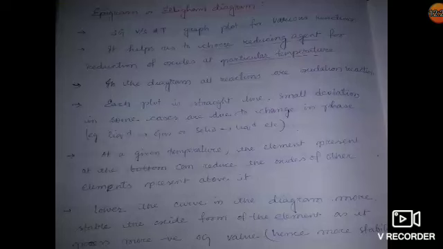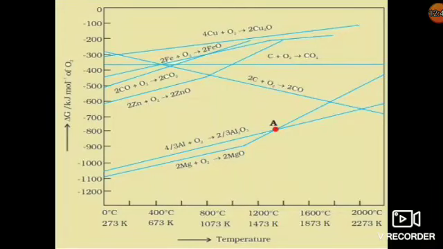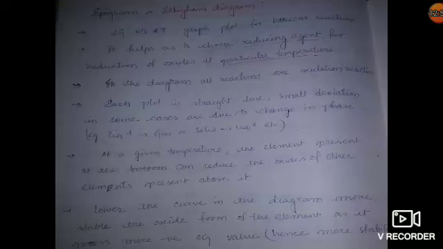Let's see some facts about the Ellingham diagram. The first point is that it is a delta G versus temperature graph plotted for various reactions. The Ellingham diagram is a graph plotted between delta G versus temperature for various reactions. Here you see different reactions are given. This is one reaction, this is another reaction. So for different reactions you are getting this delta G versus temperature plot.